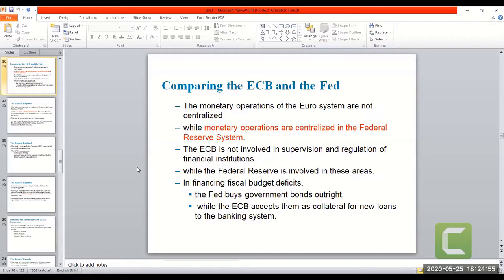In addition, another differences are: in the case of Europe, monetary operations of Europe are not centralized. This means monetary operations of European system or European Central Bank is not centralized, means each country can perform its monetary policy objective. Monetary operations are centralized in America.